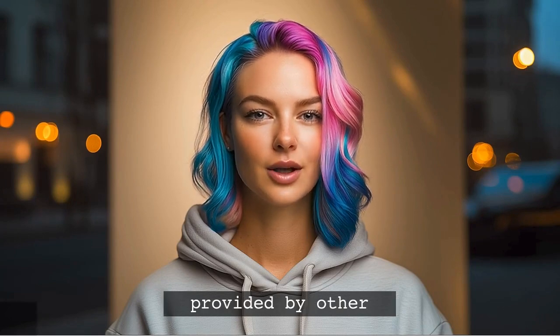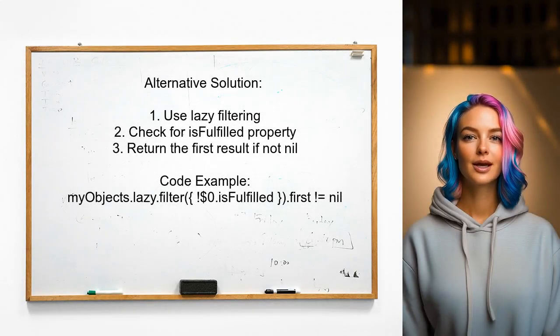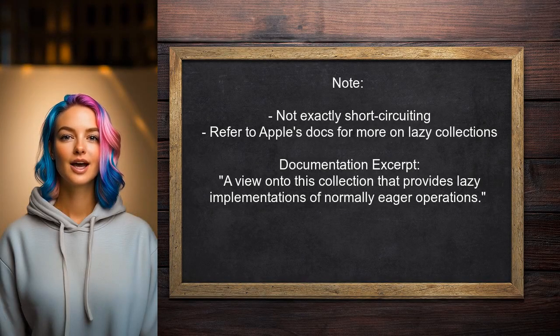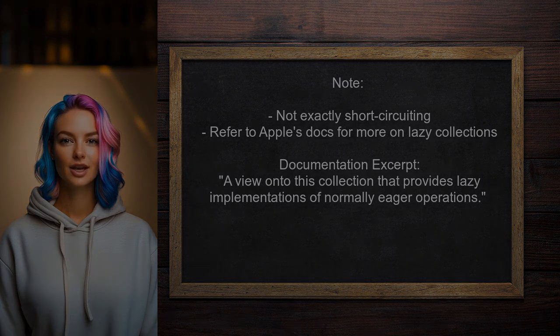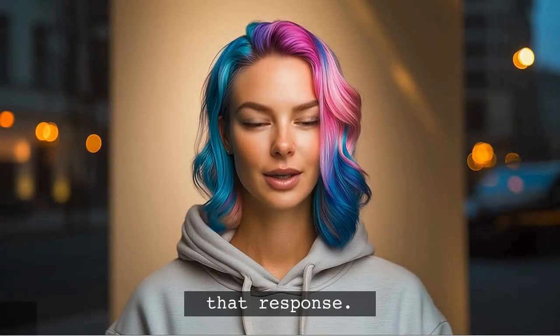Now, let's look at the answers provided by other users. One alternative approach in Swift is to use the lazy property of a collection. This allows you to filter the collection without evaluating all elements at once. You can check if any object has isFulfilled set to false by using lazy filtering and checking the first result. This method isn't exactly the same as short-circuiting, but it can provide a similar benefit when working with higher-order functions in Swift. For more details, you can refer to Apple's documentation on lazy collections. That's all for that response.